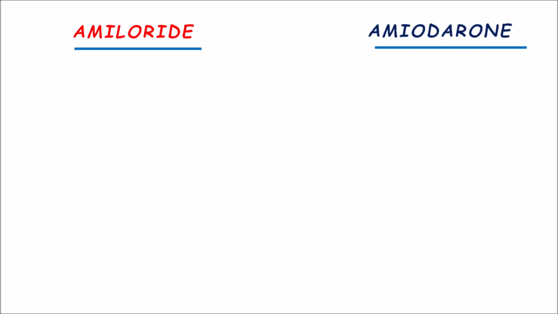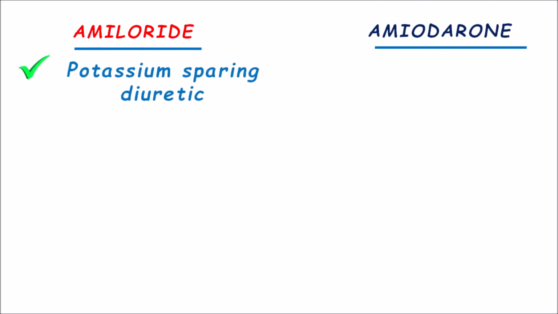Now if we summarize amiloride and amiodarone, amiloride is a potassium sparing diuretic. It blocks the renal tubular sodium channels, thereby it inhibits the reabsorption of sodium. So when the sodium is excreted, potassium is more retained within the body. That's why amiloride can be used in the treatment of hypertension as well as heart failure, and particularly amiloride can be combined with other drugs which produce hypokalemia.